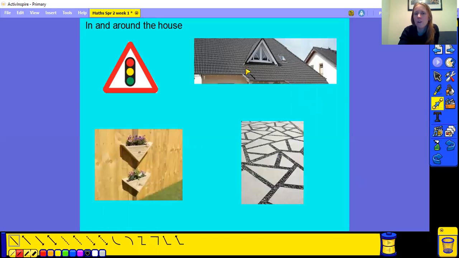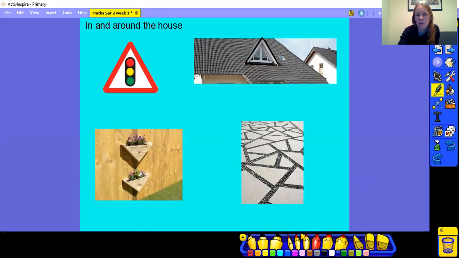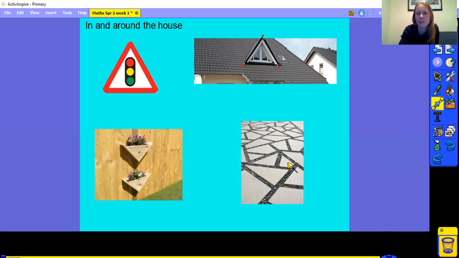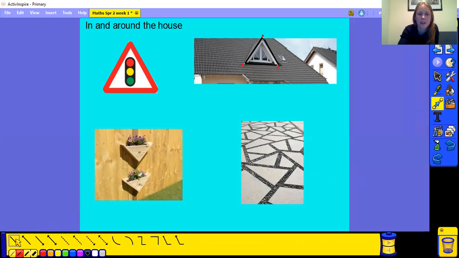So up on the roof, there is a window. And the outside of the window has one side, two sides, three straight sides. I wonder if it has three corners too. One, two, three corners. So that is a triangle shape. Let's have a look in the garden. Can you spot the triangle shapes there?